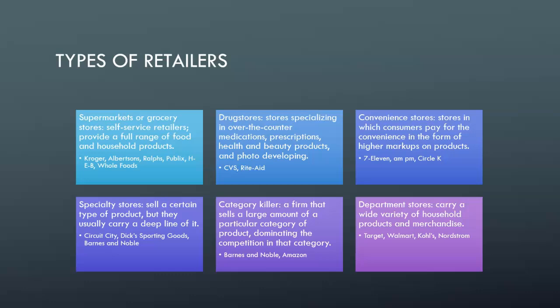Then you have your specialty stores, which sell a certain type of product, but they usually carry a deep line of it. So this one says Circuit City, but there's no longer Circuit City. You usually have to find your electronics either at Best Buy or on Amazon or directly from the manufacturers like Microsoft, Apple, Samsung, LG. And there are more online retailers than there are physical stores.